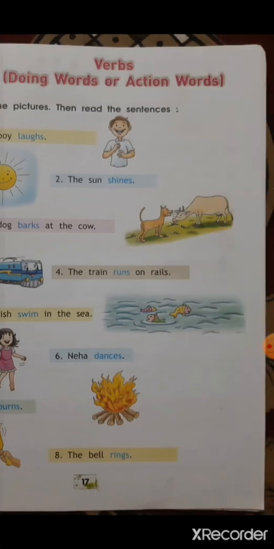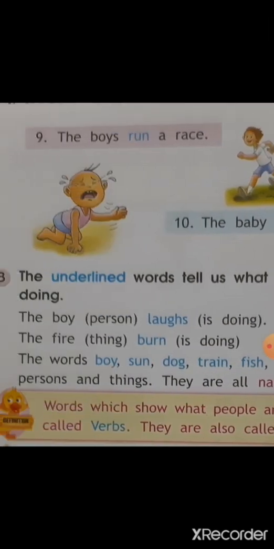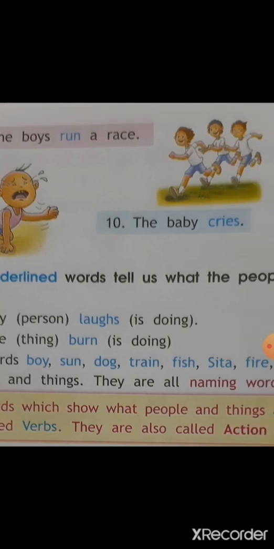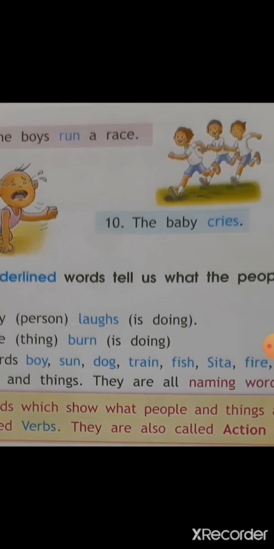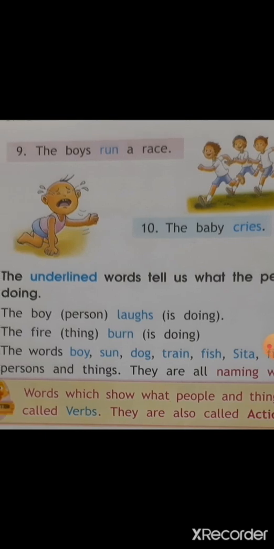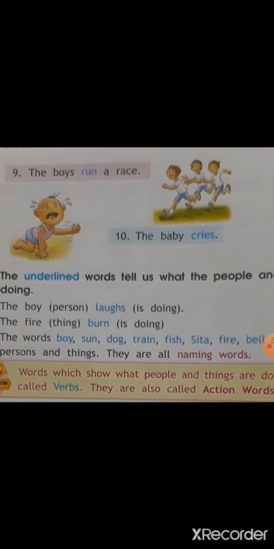Okay, let's move to the next page. The boys run a race. There are a few boys, they are running a race. The baby cries. The action is that the baby is crying. Okay, children, you have to be very careful with all these words: run, cries, barks, swim, dances, shines.